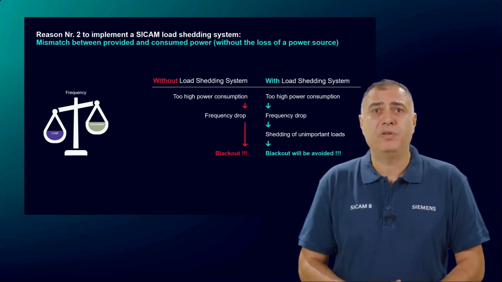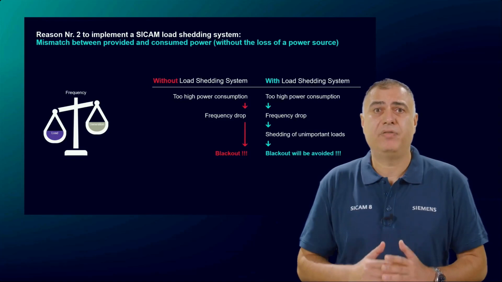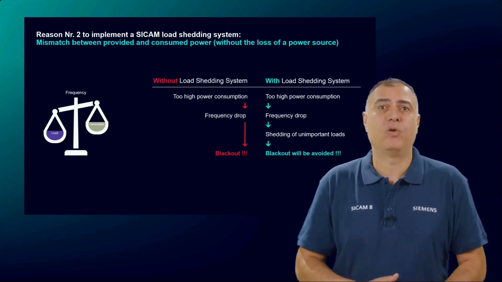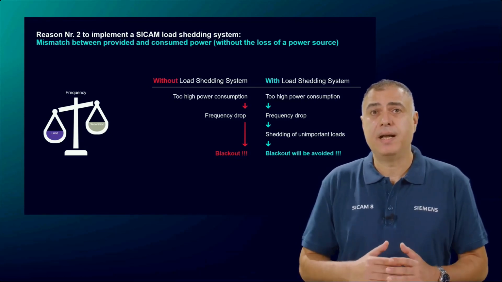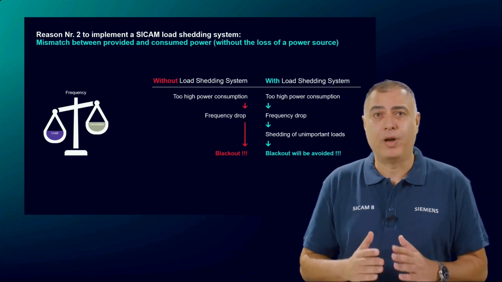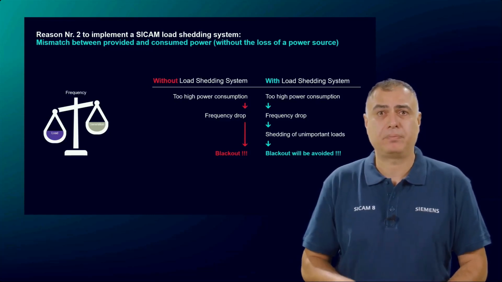As mentioned in the previous slide, an uncompensated frequency drop will lead to a blackout with a complete loss of production. This scenario can be effectively avoided by the installation of a load shedding system.